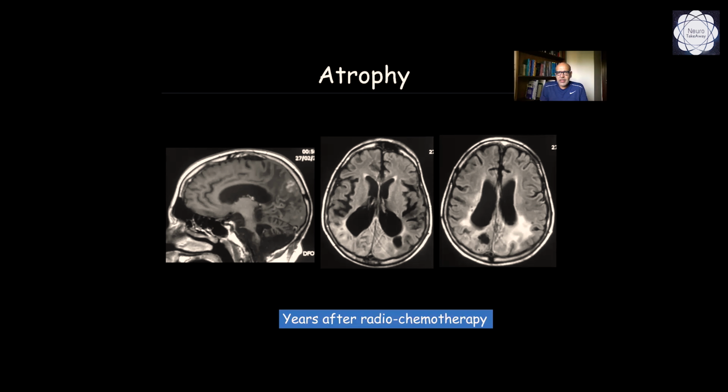The atrophy goes well beyond the sequela of the surgical and the radiotherapy frame. It is usually diffuse, and the mechanism is believed to be the apoptotic death of the neurons that persists for a long time, years after the finish of the treatment.